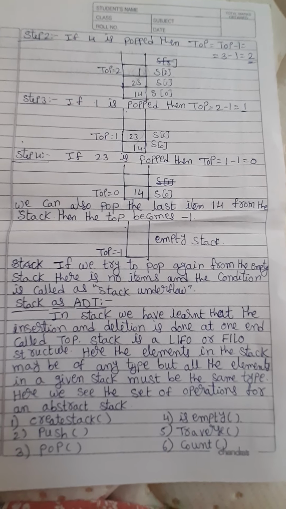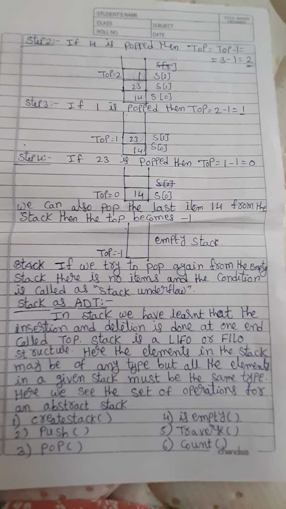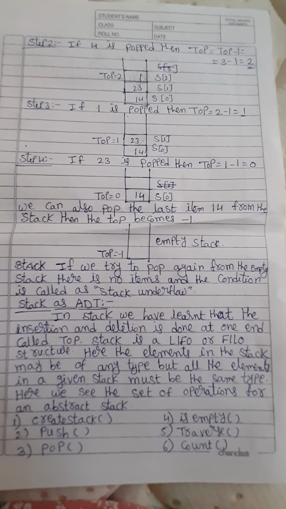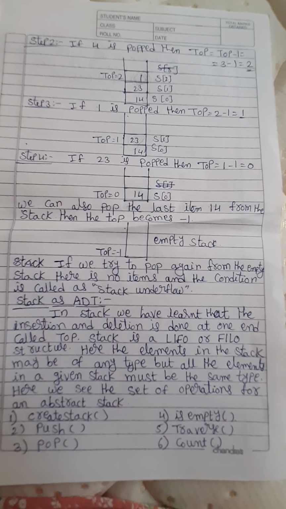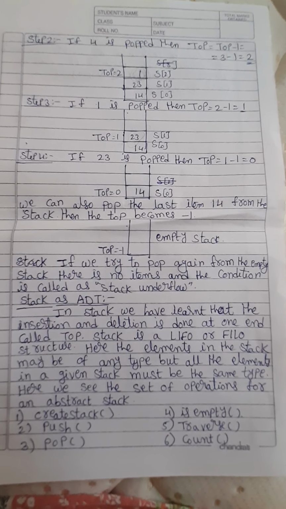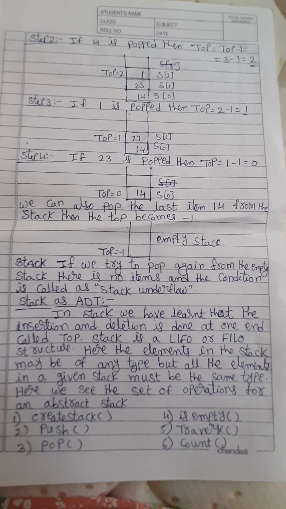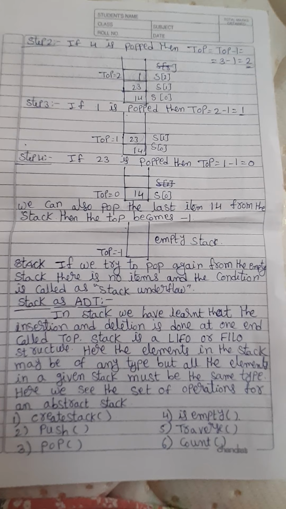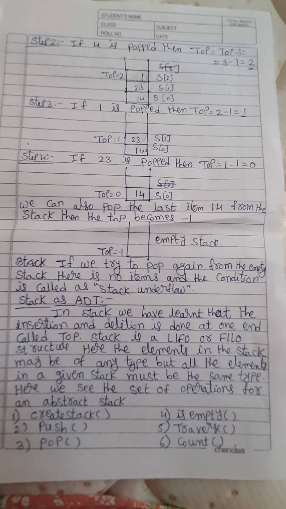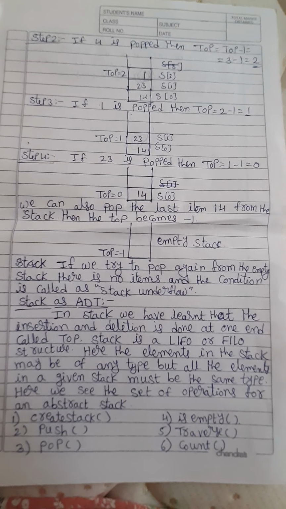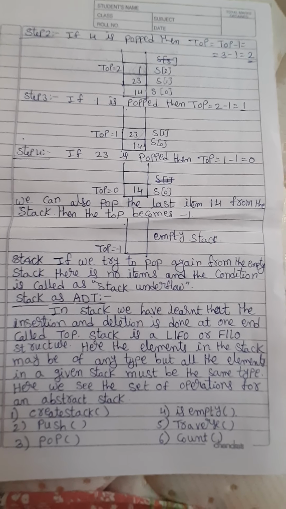Traversing means if you want to access the items in the stack, then we have to use this traverse operation. Count operation is used to count the total number of items in the stack. It will display, for example, that the stack contains 5 elements, the count of the stack is 5. Like that, it displays the total number of items in the stack. These are the different operations that we are going to perform in this abstract stack.